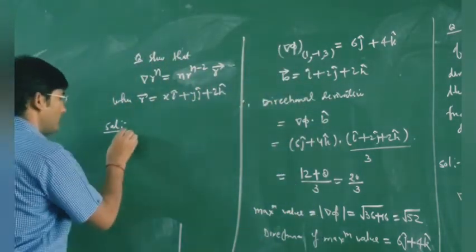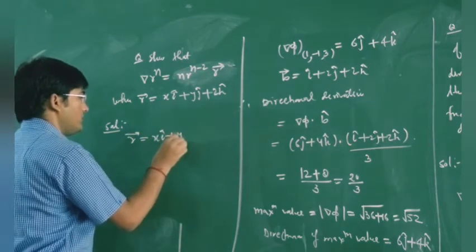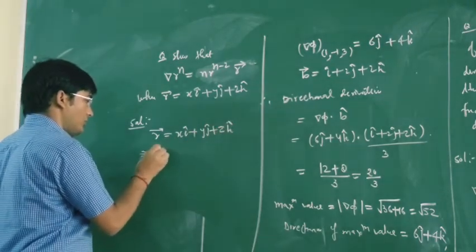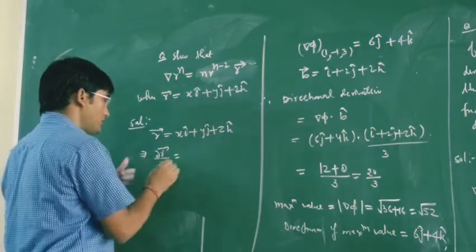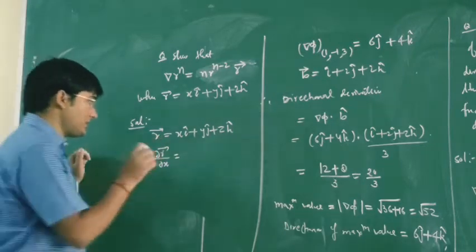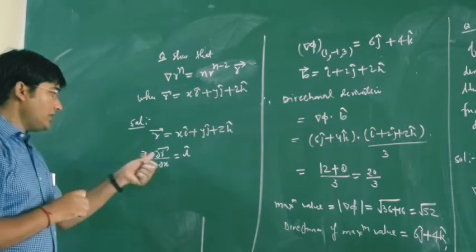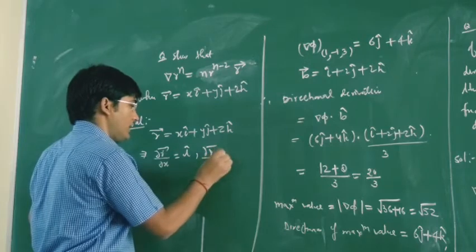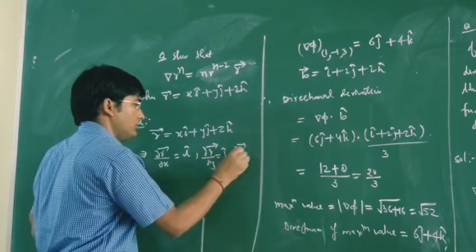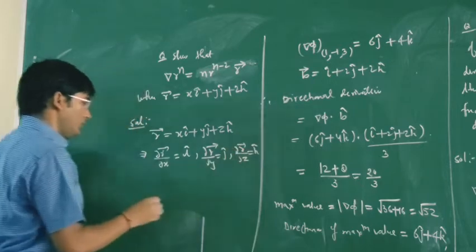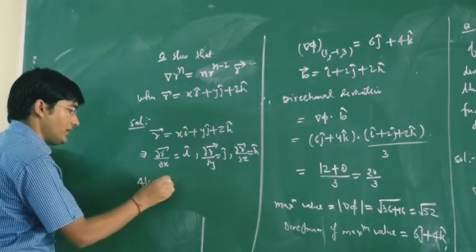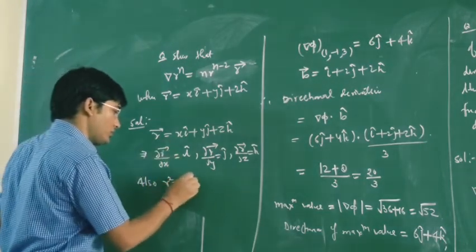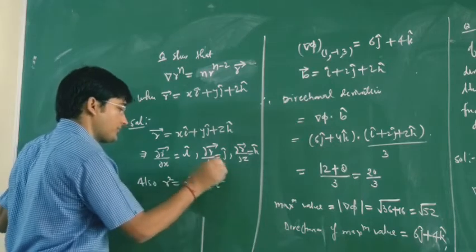As your vector r is xi plus yj plus zk, so please note that your del r upon del x, now the partial differentiation of vector r with respect to x will be I. Similarly, your del r upon del y will be j, and your del r upon del z will be equal to k. Also, your scalar r will be the modulus of this vector, so your r square will be your x square plus y square plus z square.